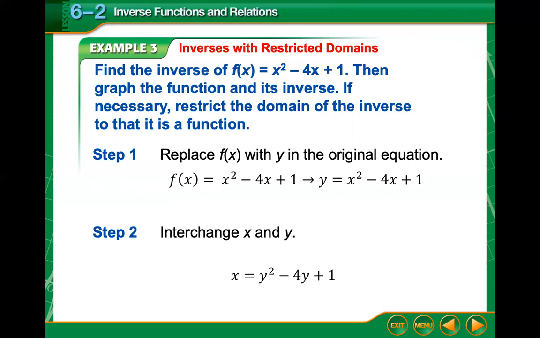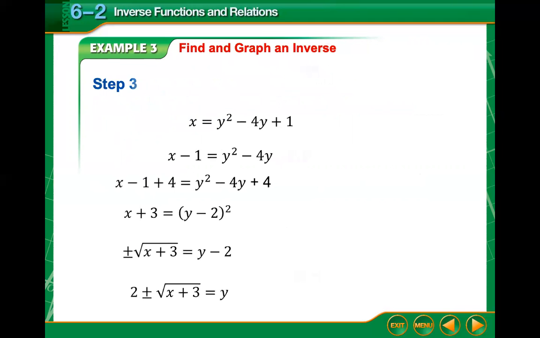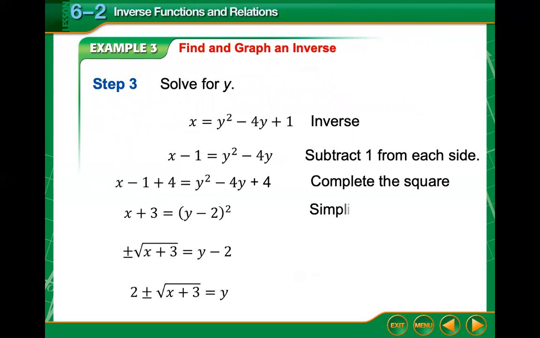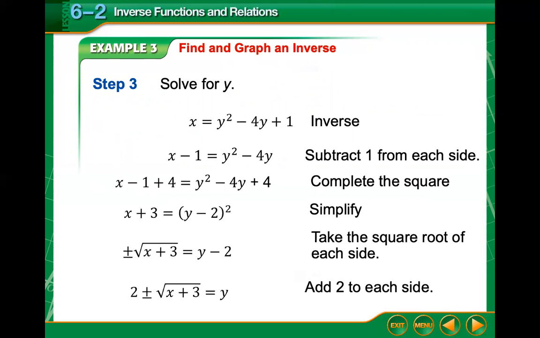Find the inverse of f of x equals x squared minus 4x plus 1, and then graph the function. So this is one of the cases where we would have to go ahead and solve for y. When we do this, we're going to want to change this into another format. So what they're doing here is completing the square, which is basically rewriting the quadratic in vertex form.